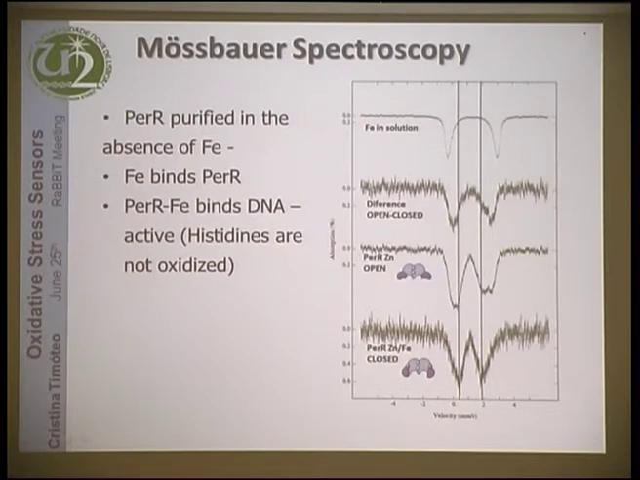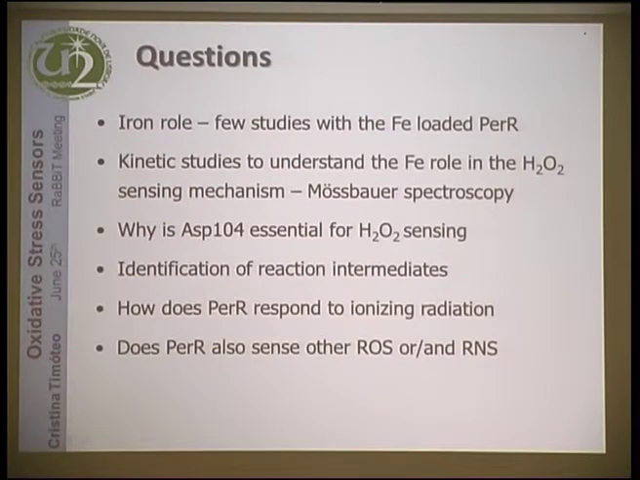So the question that we want to answer now is to understand the iron role in the sensing mechanism, because all the studies that have been done so far were done with the manganese form of the protein. No one has looked into the iron form, because it is very difficult to manipulate the protein with iron. It's very sensitive to oxygen and hydrogen peroxide. And even when we are purifying it, as I said before, if you have iron in the protein, at the end you get inactive protein. So we want to understand the iron role.